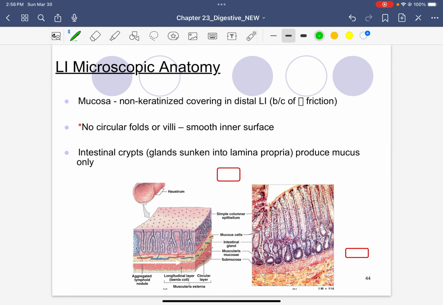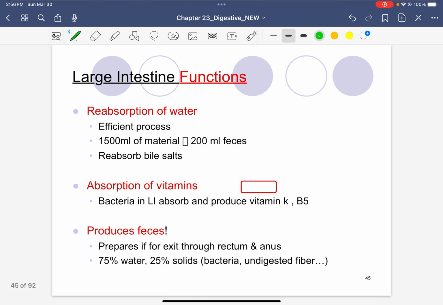What I want to point out is the inner lining of the large intestine is smooth. This is different from the small intestine. The large intestine does not have villi and microvilli. The small intestine has the villi for more surface area, but the large intestine does not have villi, and therefore its inner lining is smooth. All the rest here is extra.